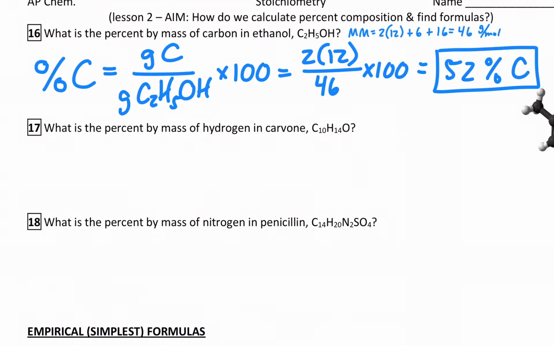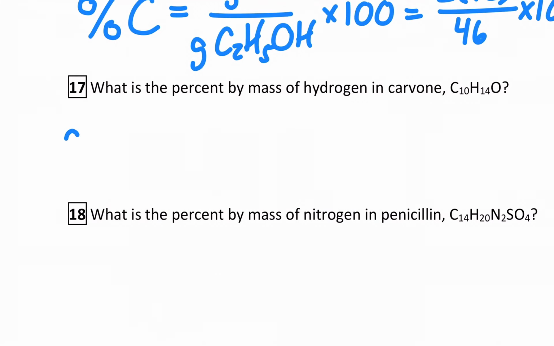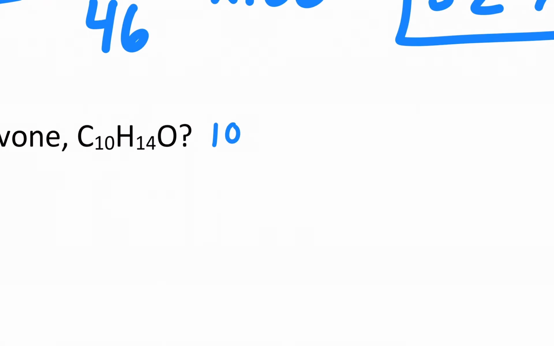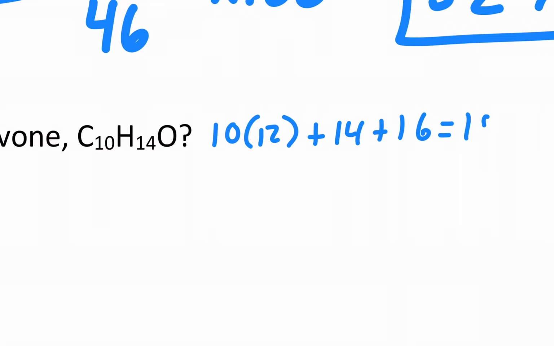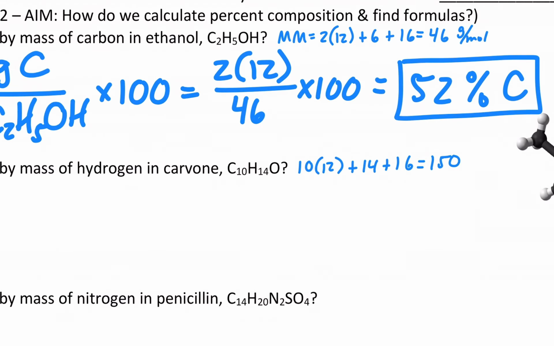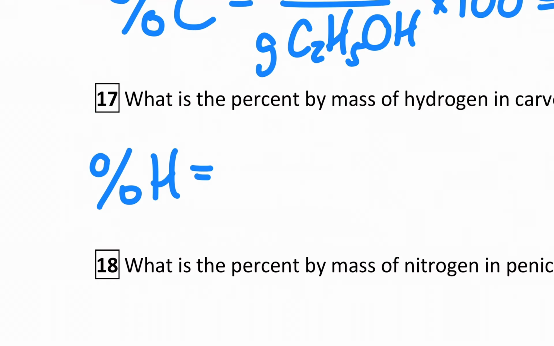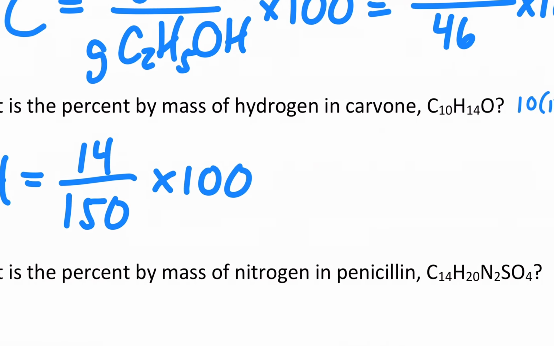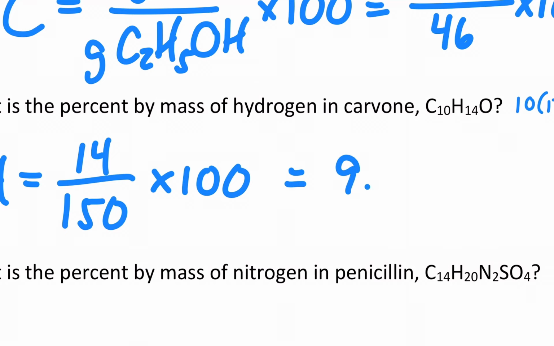Try that now. Okay, for 17 we want the percent H. And to do that I need the molar masses of these. Well, 10 times 12 for the carbons, plus 14 for the hydrogens, and 16 for the oxygen is 150. So I want H, that's going to be the 14 for the H's, divided by 150, multiply by 100, I get a little bit more than 9% hydrogen.